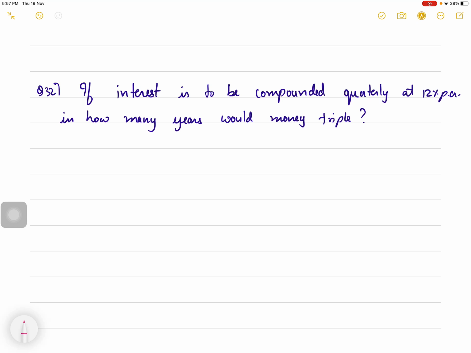If interest is to be compounded quarterly at 12% per annum, in how many years would money triple? Okay, money is tripling. That means if P is equal to 100, A is equal to 300. If interest is compounding quarterly, that means in a year interest is getting compounded 4 times. That means D is equal to 4 at 12% per annum. So R is equal to 12%, so R is equal to 0.12.